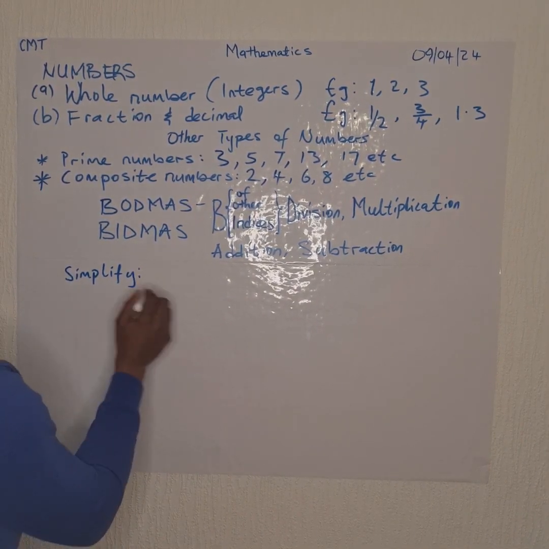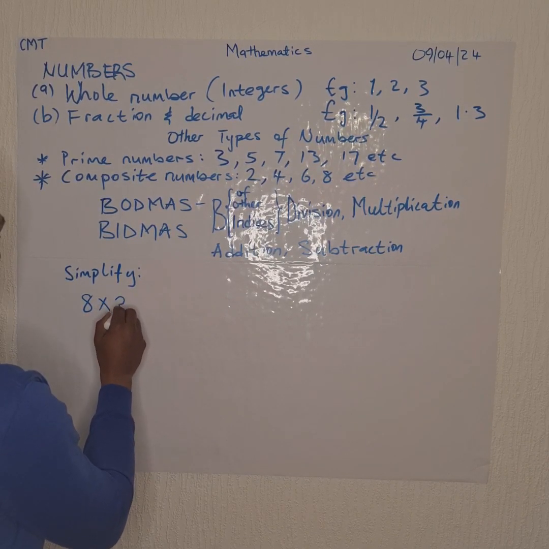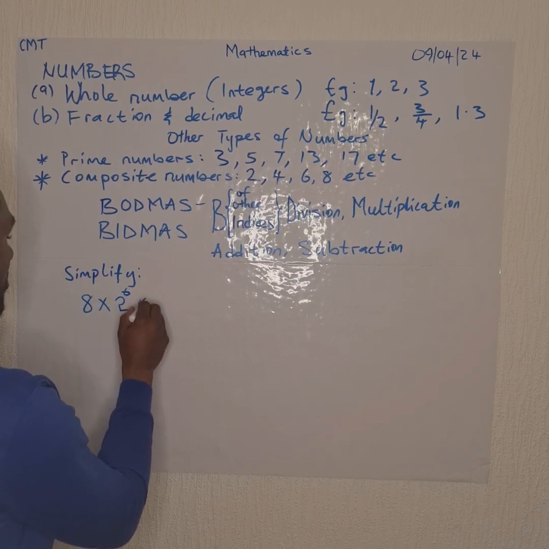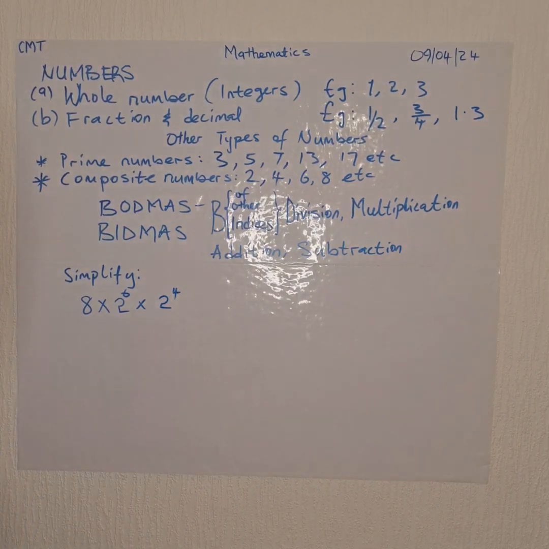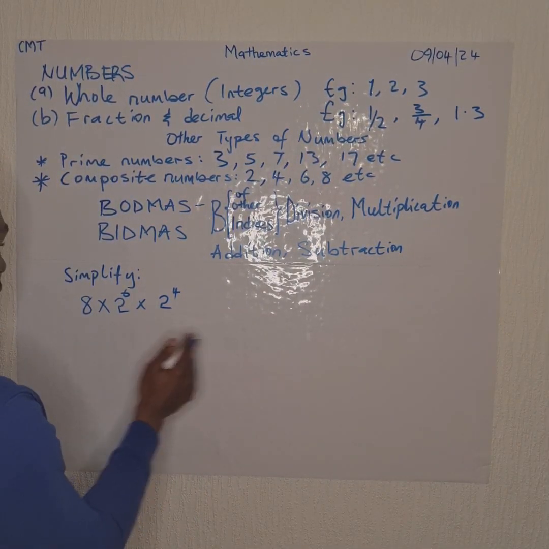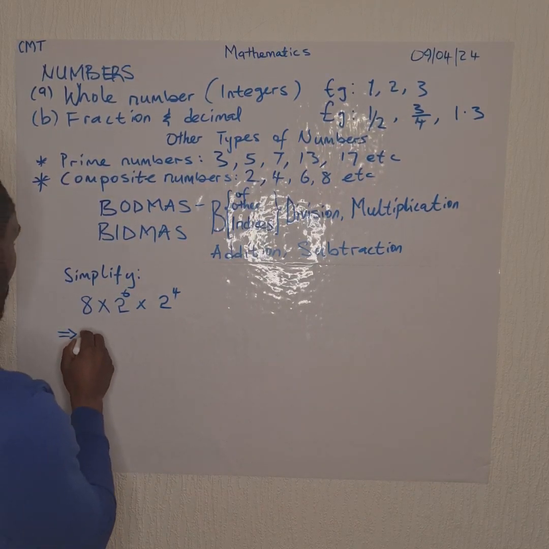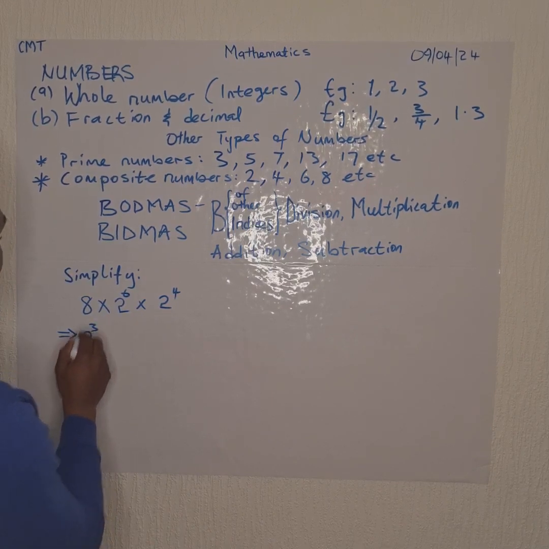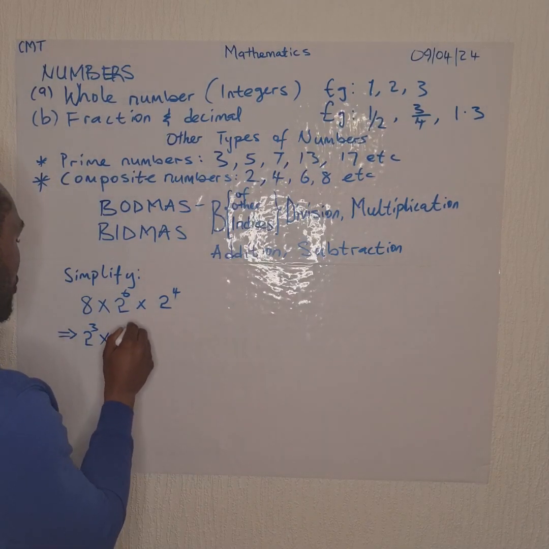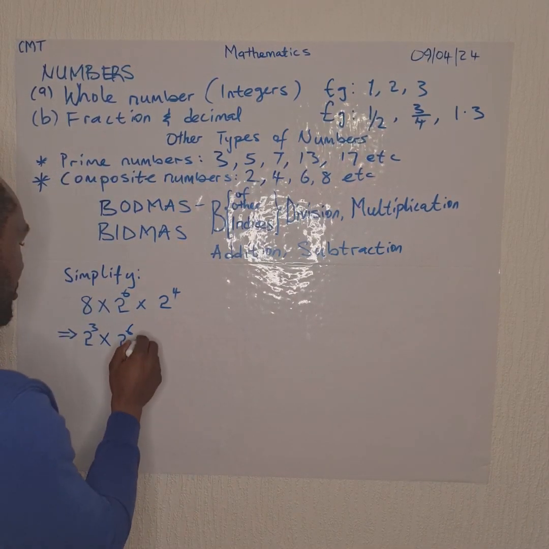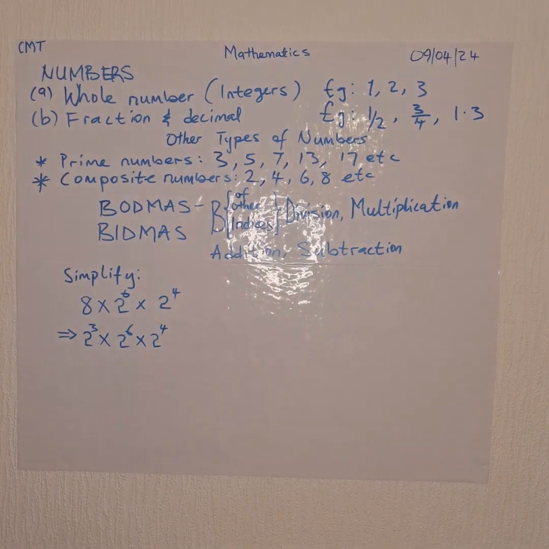Question: simplify 8 multiplied by 2 raised to the power 6 multiplied by 2 raised to the power 4. Well, this is the same thing as 2 raised to the power 3. That's 2 times 2 times 2 multiplied by 2 raised to the power 6 multiplied by 2 raised to the power 4.